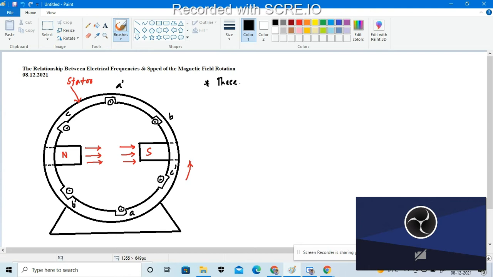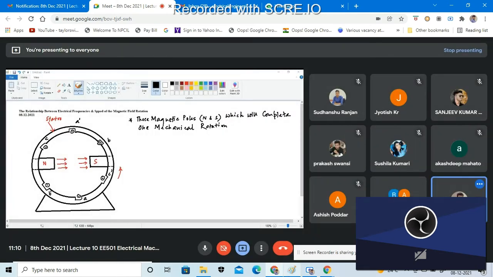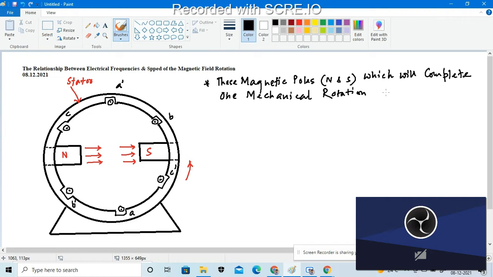These magnetic poles, which will be called north and south, will complete one mechanical rotation around the stator surface, around this particular stator surface, for each electrical cycle.